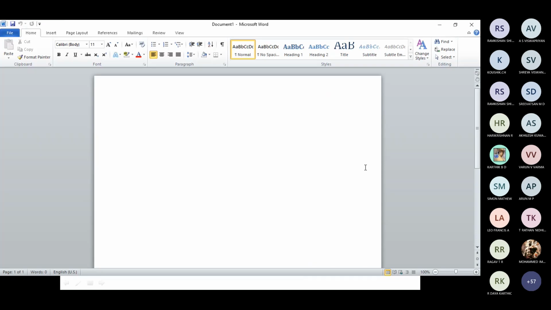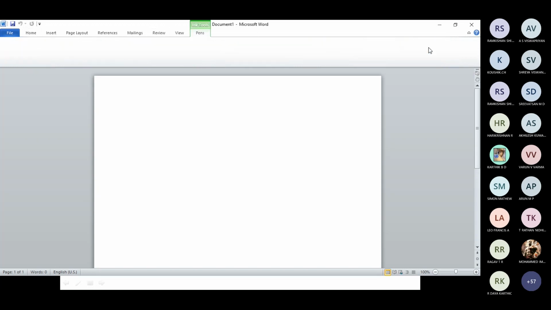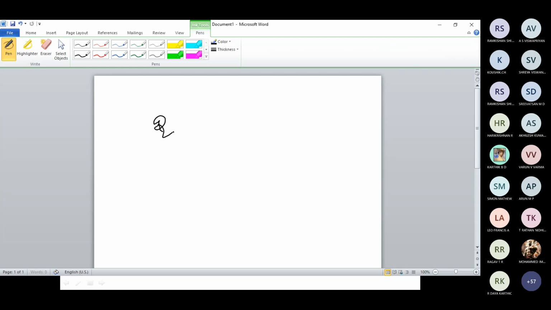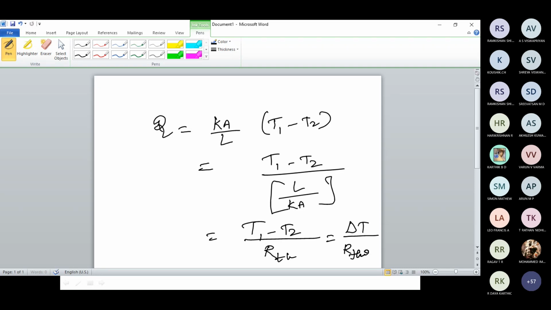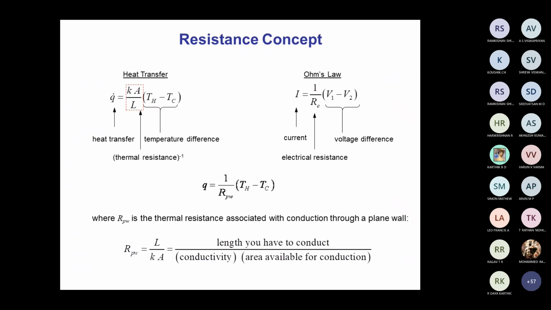All of you are able to understand this? See, actually, Q equal to kA by L into (T1 minus T2), which we can rewrite as (T1 minus T2) divided by L by kA. So this L by kA is nothing but the thermal resistance: (T1 minus T2) divided by R_th, or del T divided by the thermal conductive resistance. Yes, sir. So this is thermal resistance, del T divided by thermal resistance. This particular thing you should understand when we talk about thermal conductivity.